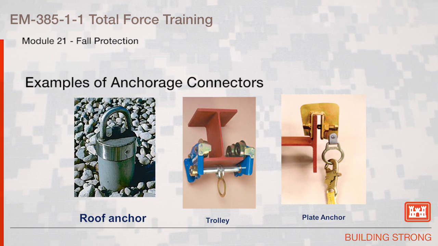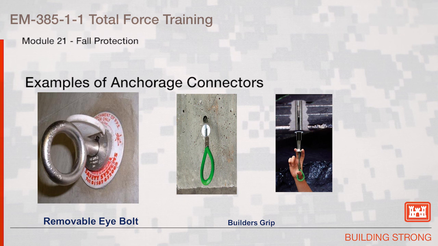Other types of anchorages are roof anchors installed permanently to the building, a trolley running along an I-beam, or a plate anchor that can be attached to the vertical portion of a beam. An additional type is a removable eye-bolt, where a threaded section is built into the building and the eye-bolt can be threaded in as needed for anchorage use. Builder's grips, or other types designed to be inserted into concrete or through holes in other structural members.